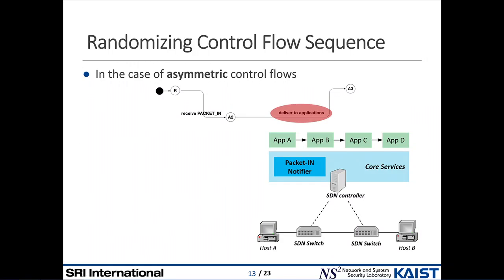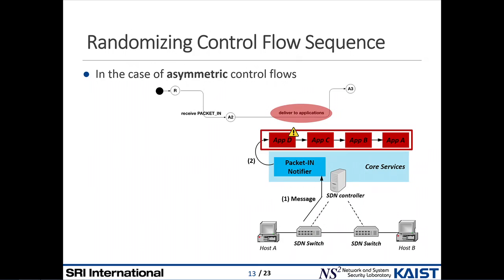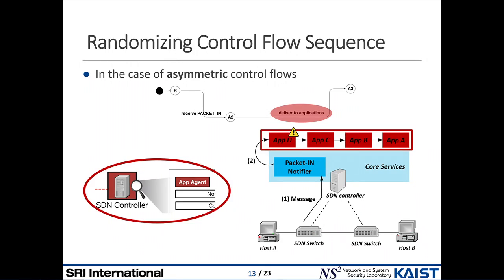Next, to test the asymmetric flow sequences, we can randomize the order of unidirectional messages delivered to the SDN application. For instance, when a controller captures a packet-in message, which is one of the unidirectional messages from a switch, the controller propagates the message to all the SDN applications that are interested in such type of control message in a specific order. In this case, the order of reception is from application A to application D. But we can manipulate the order inversely, so application D can first receive the packet-in message. In Delta, the application agent takes part in randomizing such asymmetric flow sequences.